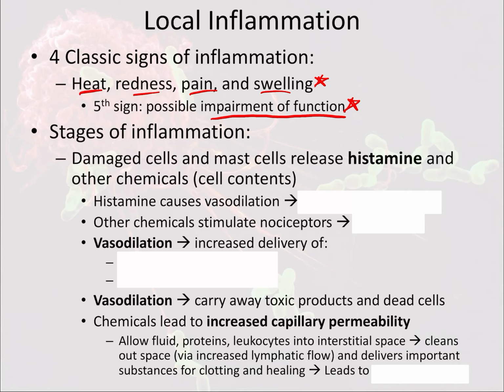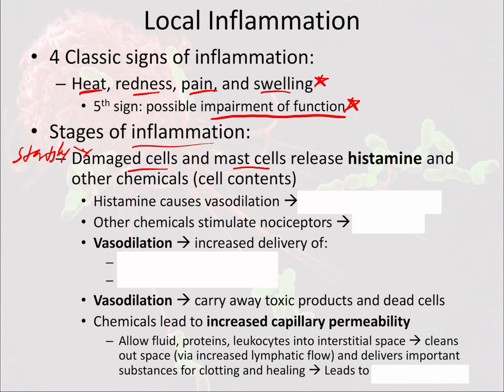Okay, so what starts the whole process of inflammation? It starts by damaged cells, right? So damaged cells, some cells get destroyed or messed up by a virus, by a bacteria, by an injury, right? By a splinter going into your skin, right? That could be one way of starting it.